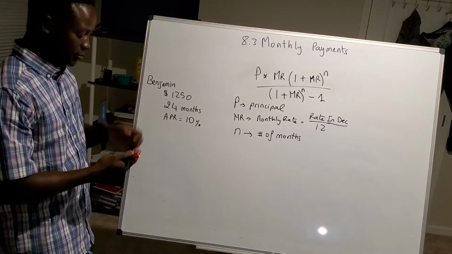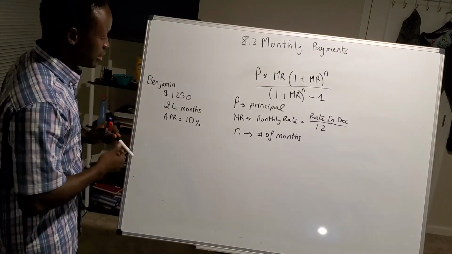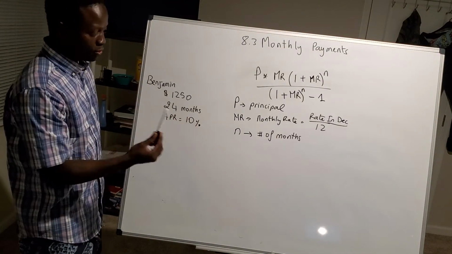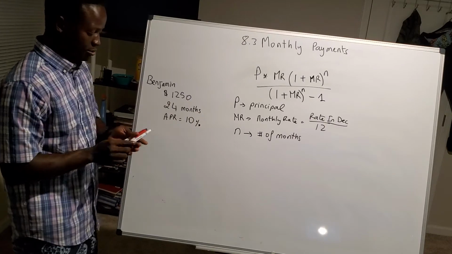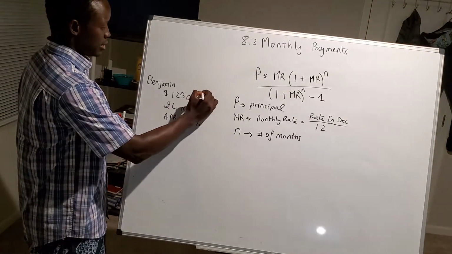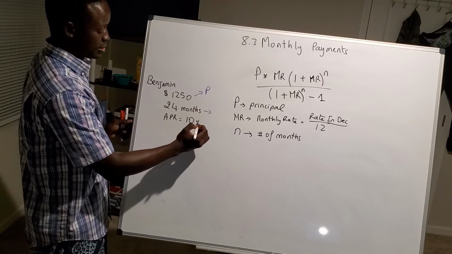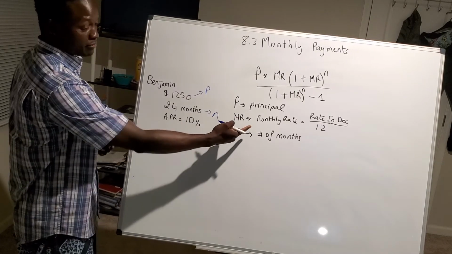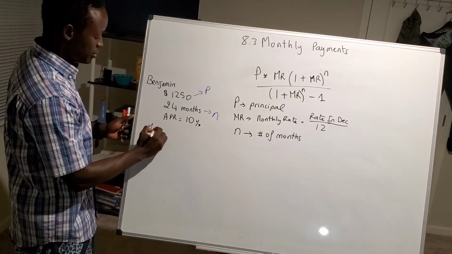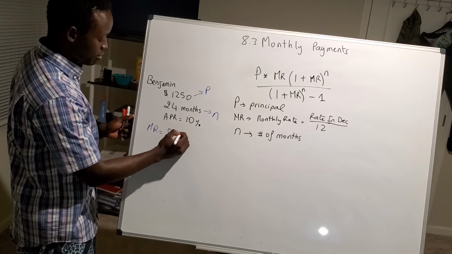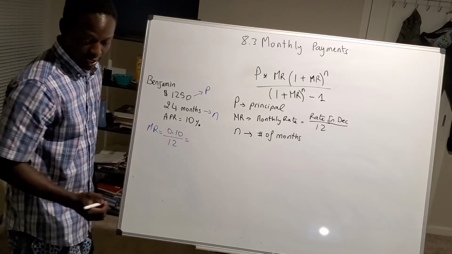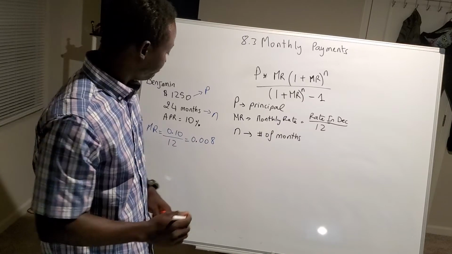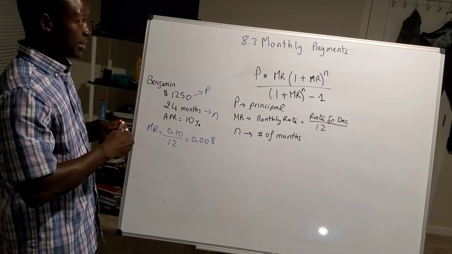So, all right. With that being said, here we have a fairly good example. Benjamin is borrowing $12.50 for a boat. It takes 24 months. So this is my principal, and this is my n, and now I don't have my monthly rate, so I gotta figure that out. My monthly rate equals 10%, which is 0.10 over 12, and I think that would be 0.008. I think I did that earlier. All right, now I have everything to use the formula, right?